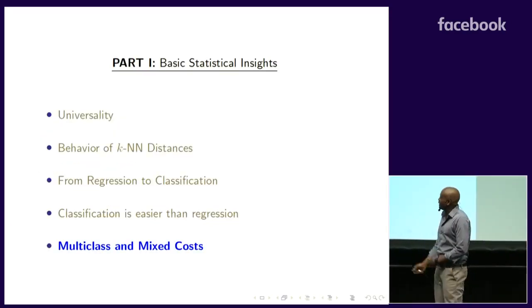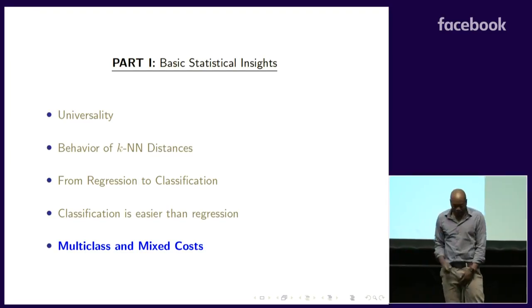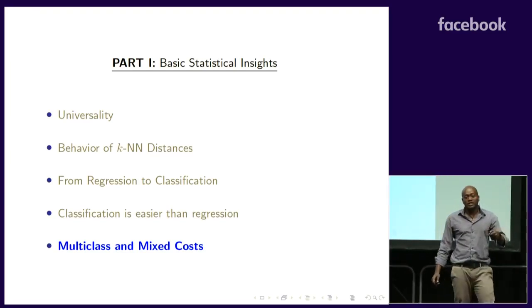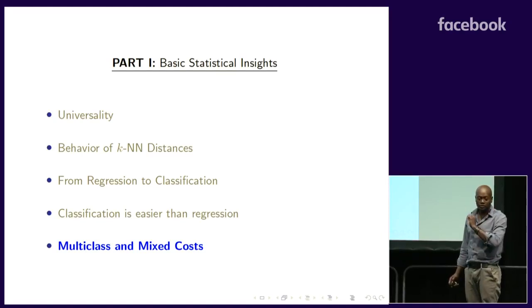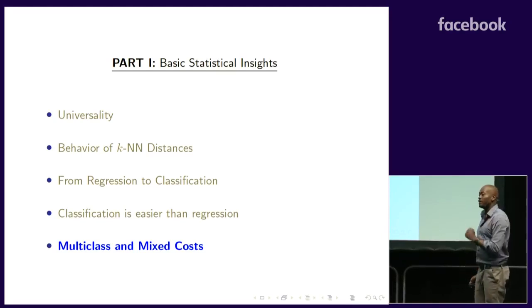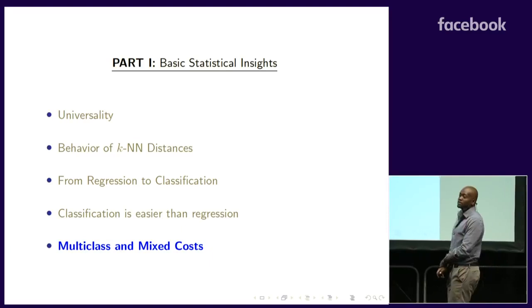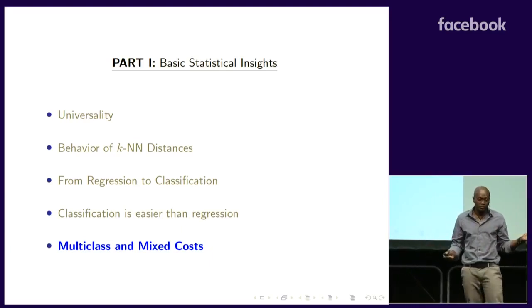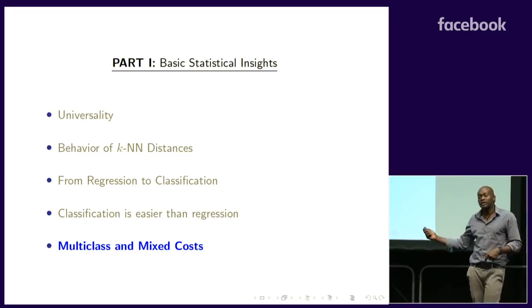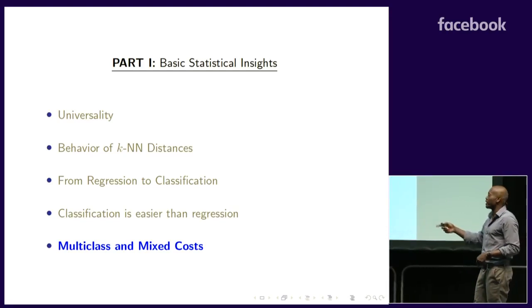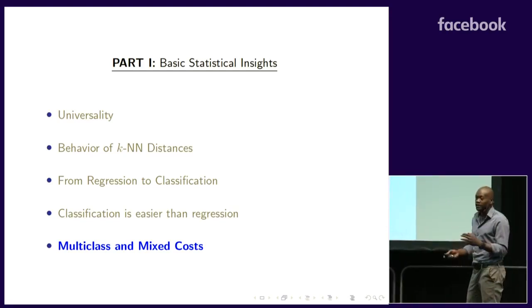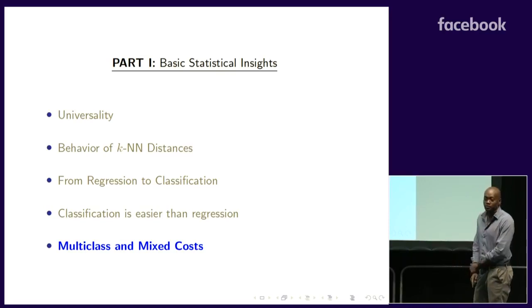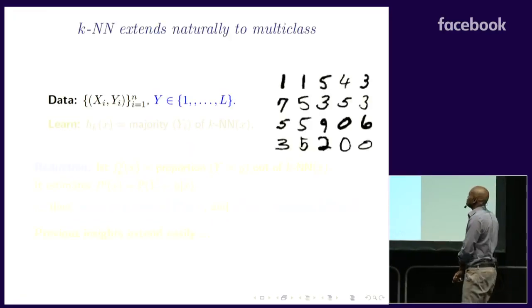Okay, we've developed some intuition so far, but we've assumed in the case of classification that we only have two labels. Much of modern classification problems are multi-class. We have multiple labels. And so the question is, does the intuition that we developed so far carry over to multi-class? And it does. And I'll just give an intuition as to why it carries over to multi-class classification.